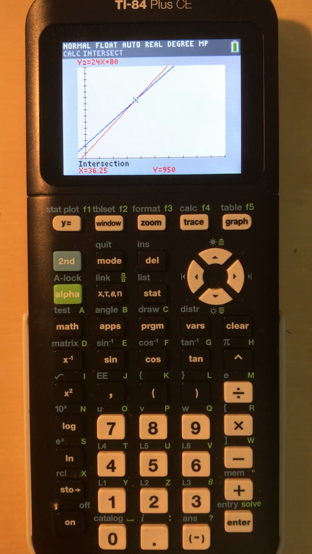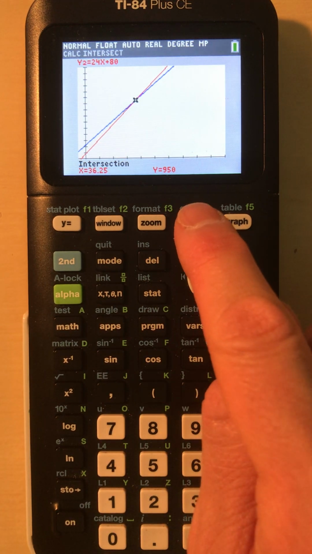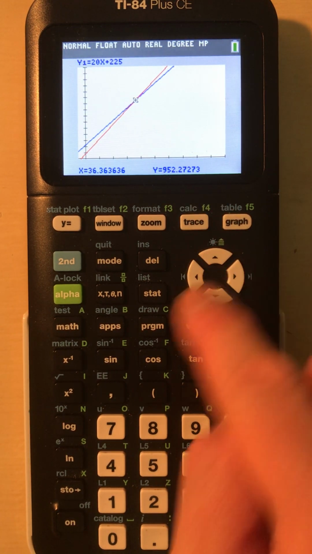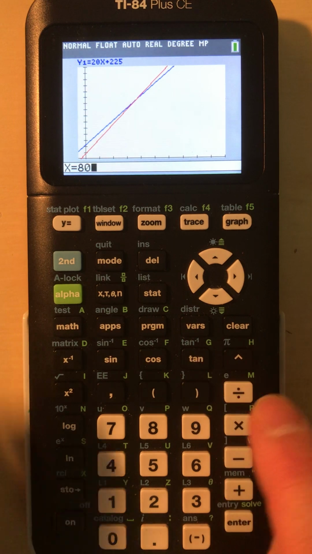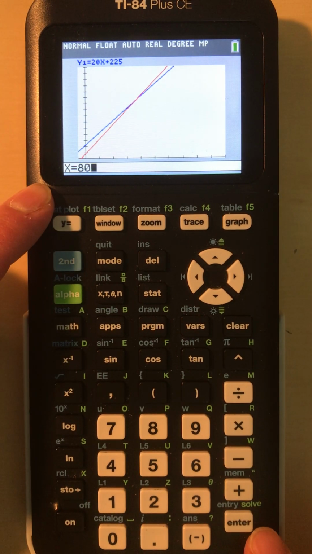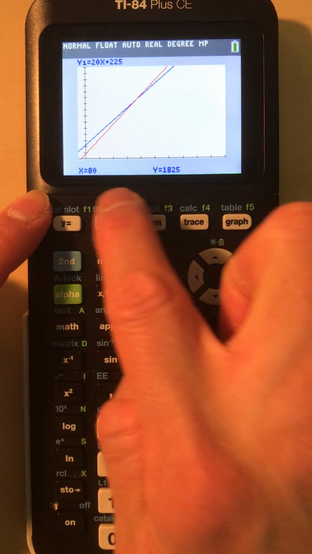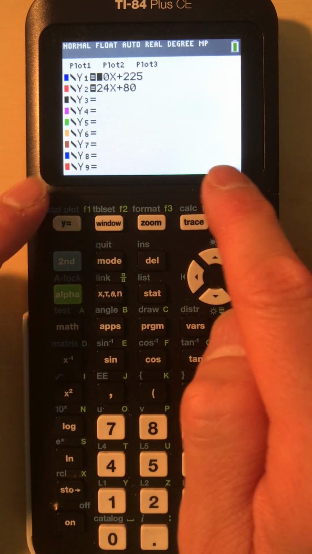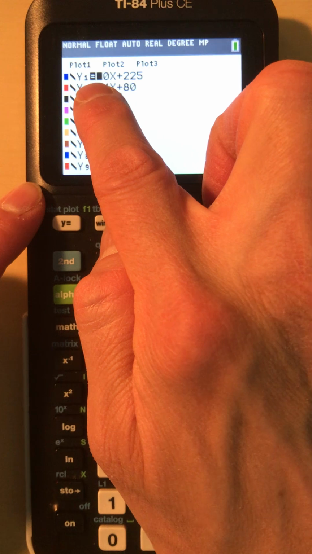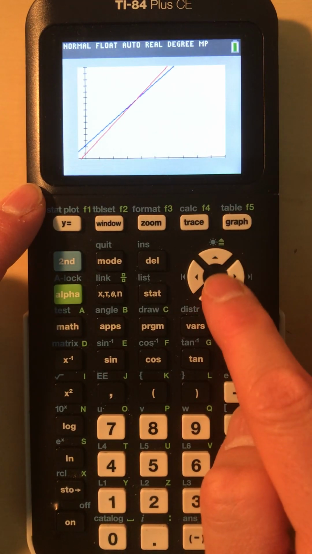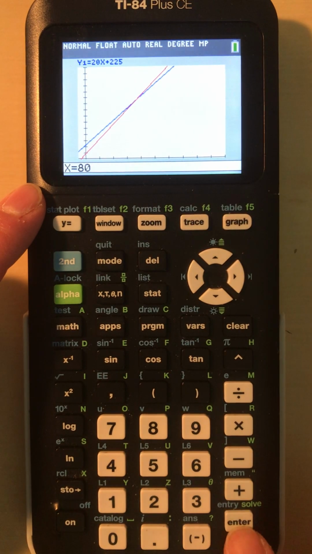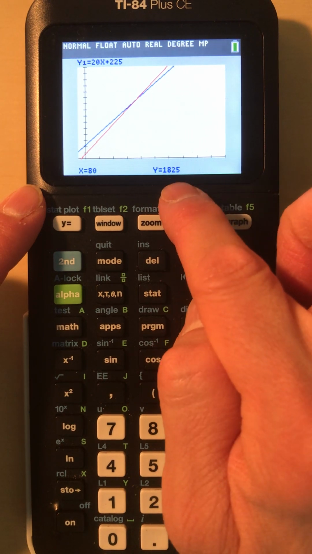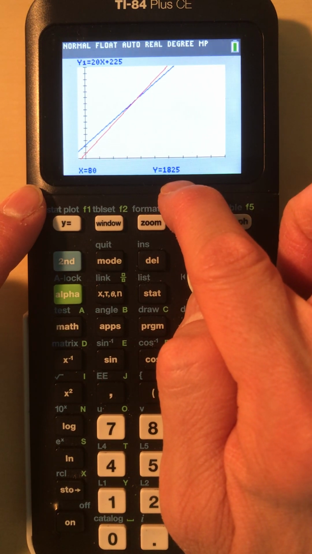Okay, the other question asks, which company is cheaper if you're printing 80 books? So a couple ways you can do this, right? You can go trace, okay, type in 80, so 80 books. On the blue curve, it costs $1,825. So if I go back here, the blue curve is the first company, company A. Okay, so trace 80. On the blue curve is $1,825.